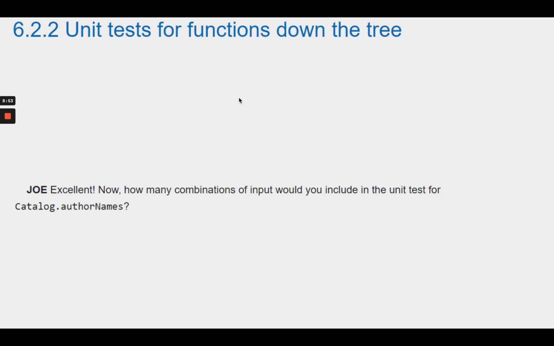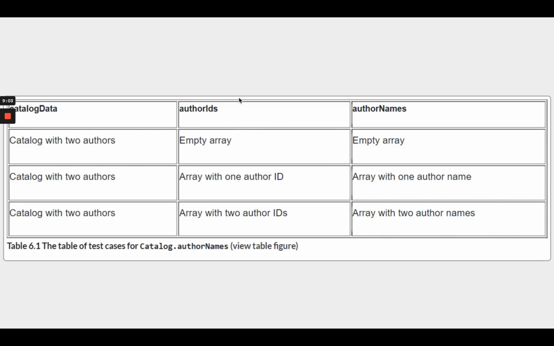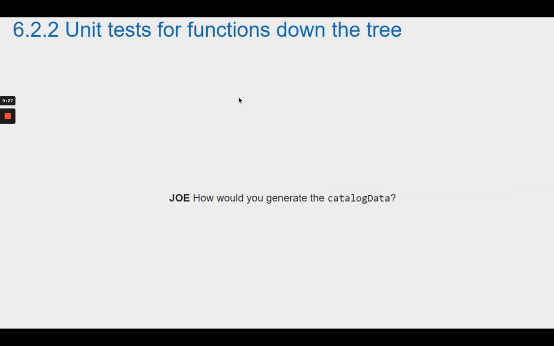Joe: Excellent! Now, how many combinations of input would you include in the unit test for catalog.authorNames? Theo: Let me see. Theo reaches for another napkin. This time he creates a table to gather his thoughts. Table 6.1. To begin with, I would have a catalog data with 2 author IDs and call catalog.authorNames with 3 arguments: an empty array, an array with a single author ID, and an array with 2 author IDs.